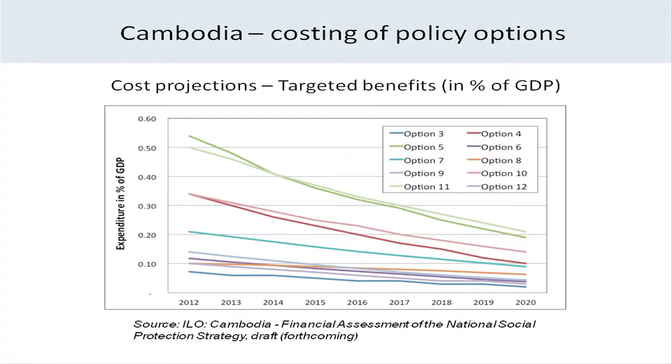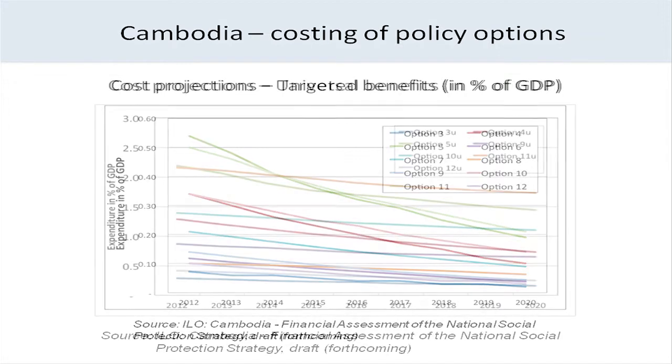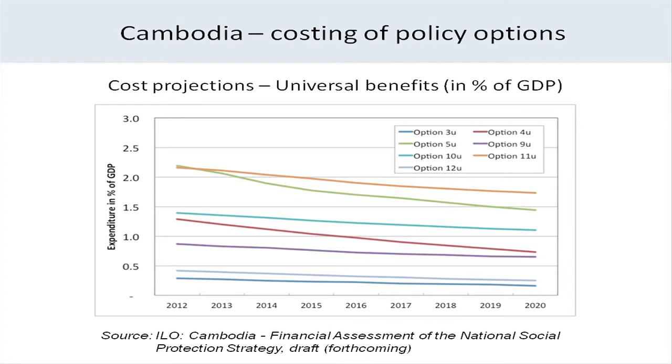So here in this chart, you can see the other scenarios. First, the targeted ones, so targeting the poor. And we can see the cost is already much lower, because here we're talking about targeted benefits. And then the last sheet here is the universal benefits. Now, the highest cost is for the pensions. That's the universal age pension at age 60 plus. In blue, 10U is the age 65 plus universal pension. And 9U is the universal pension at age 70 or over.